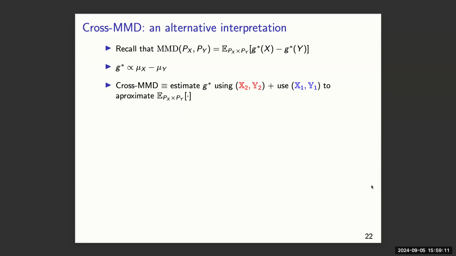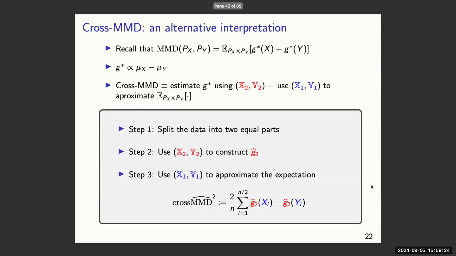In some sense, we have reduced this problem to detecting the equality of two means of univariate random variables. If you condition on the second half of the data, just to repeat the steps, we split the data into two equal parts. Let's say we use the second half to construct an estimate G hat of mu X minus mu Y, and we use the first half to approximate the expectation.